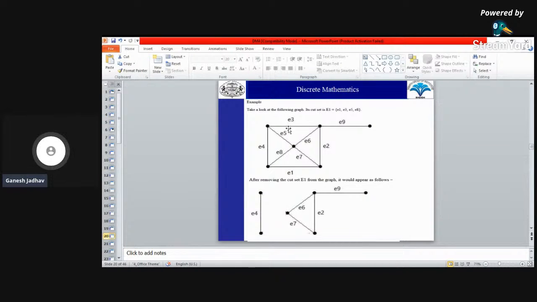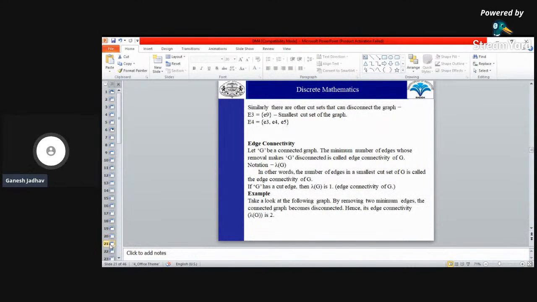So E3 is also required, E5 is also required, E8 is also required, and E1 is also required. So this particular set is called what? Cut set. Okay, this is called the cut set. So this is an example of the cut set. I think you can get it easily.